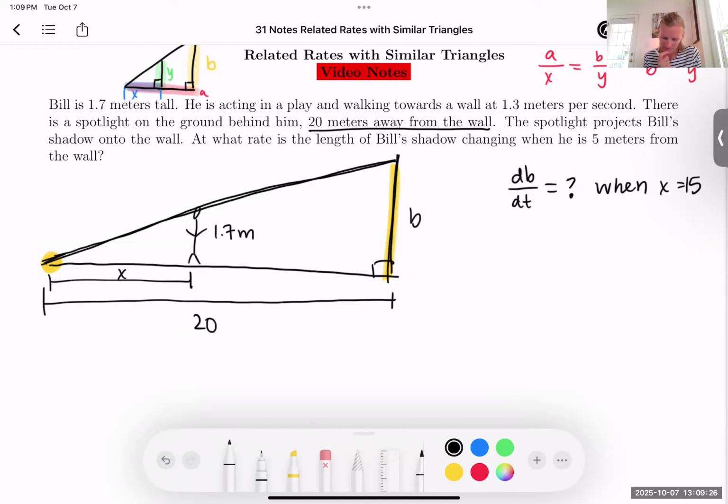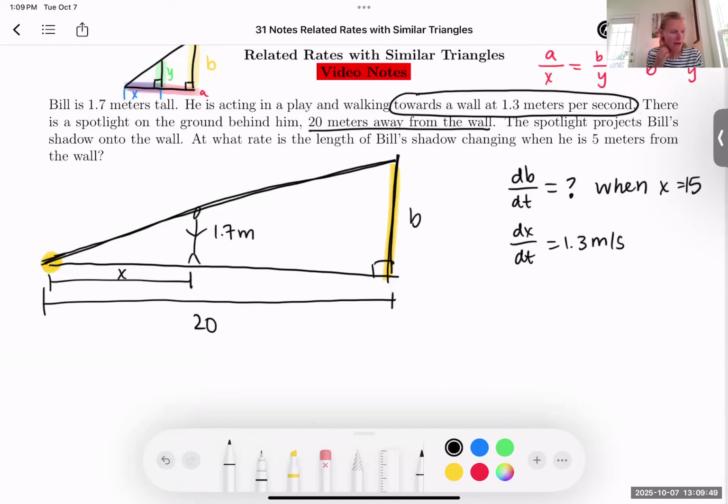Okay. And so then let's see, what else do we have here? We know he's walking towards a wall at a rate of 1.3 meters per second. That would also mean he's moving away from the spotlight at that same rate. So we could say that dx/dt is 1.3 meters per second.